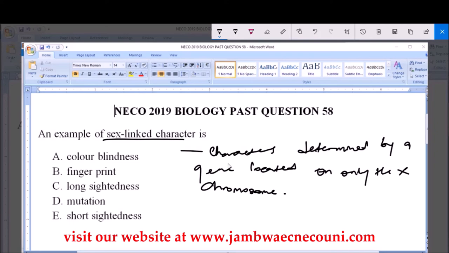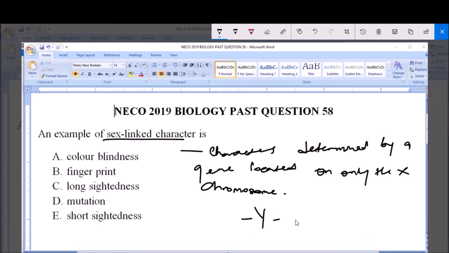Now, sex-linked characters are not linked to the Y chromosome. Take note, it is not linked to the Y chromosome. It is only determined by a gene on the X chromosome. And that is why a son can only get a sex-linked trait from his mother.